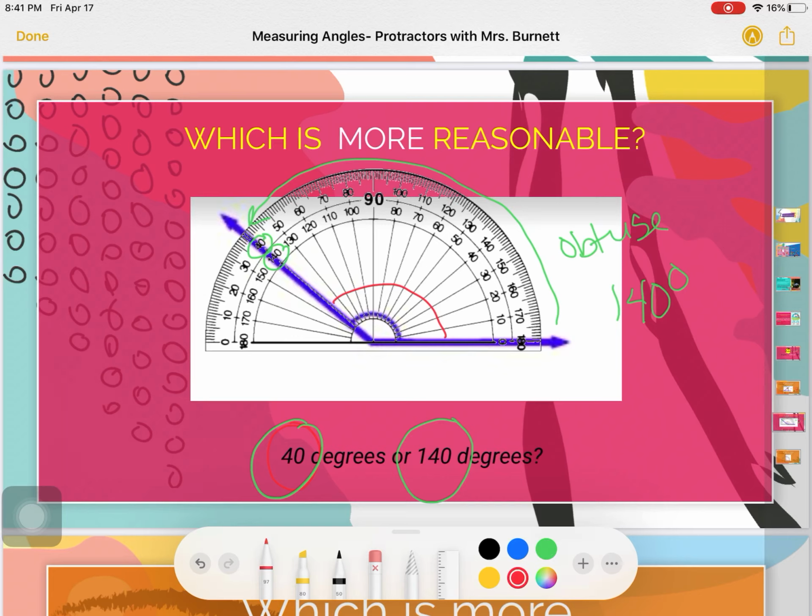And I know that for sure because I always look at this bottom line, make sure it starts off with the 0, and I choose that row of numbers to count off. I don't want to go 180 and backwards. I want to start off with the 0 and go all the way up to 140. And to me, that makes sense that this is a 140-degree angle.